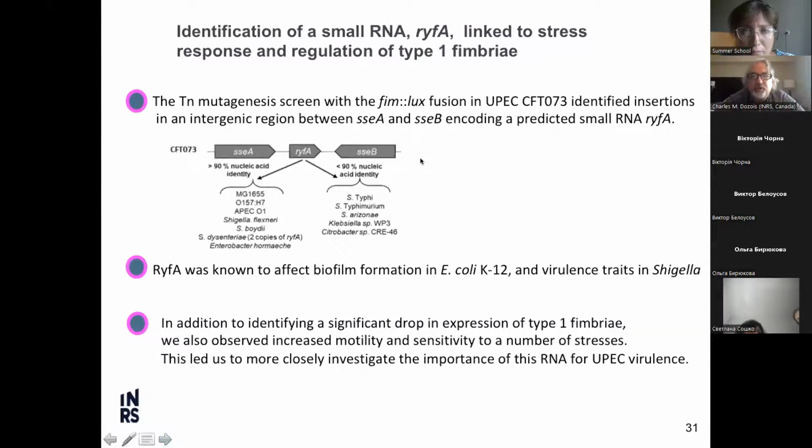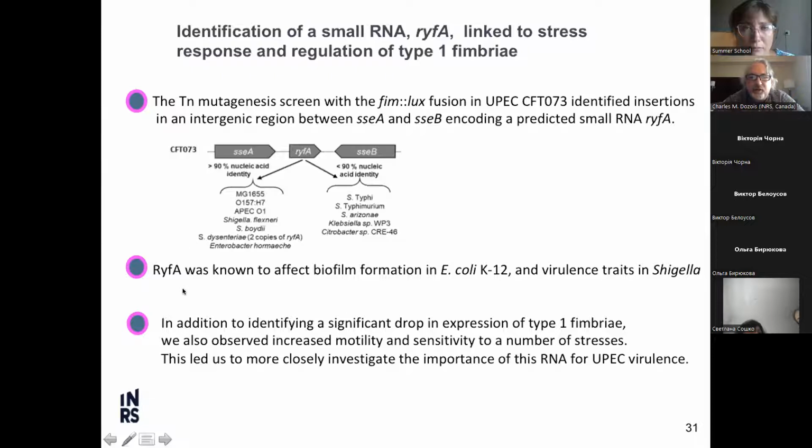Now I'm going to switch to another mutant that we identified from this screening, which we recently studied. And it was a paper that was published last year in PLOS Pathogens. And so we identified a small non-coding RNA that affected the level of production of these type 1 Fimbriae again.